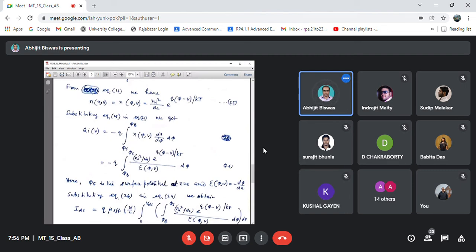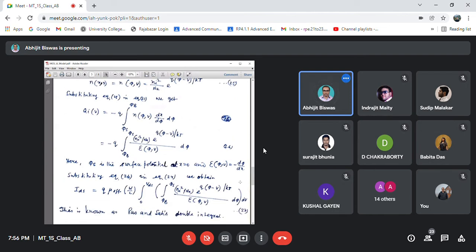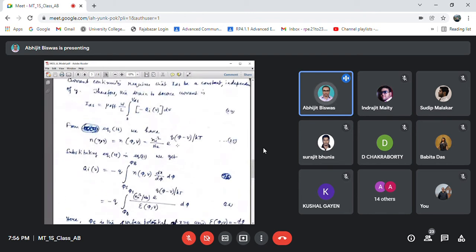So the integration is from phi s, the surface potential, to phi v, where phi v means phi fp, of n(phi, v) dx over d phi times d phi. So d phi will cancel out. And you put in the electric field E as a function of phi and V, which is equal to minus d phi/dx. So from equation 26 you can get this equation. From equation 24, you substitute the value of Qi(V).